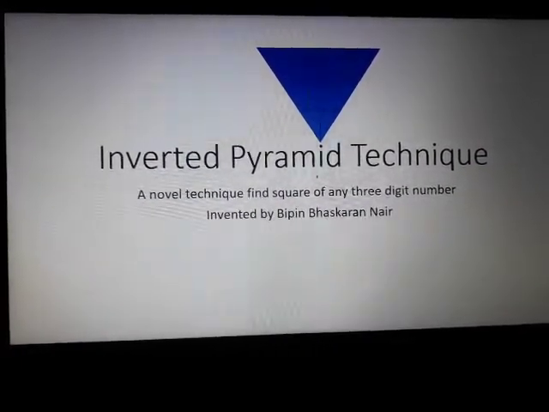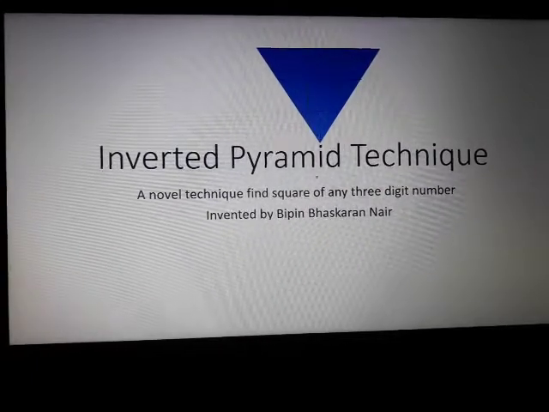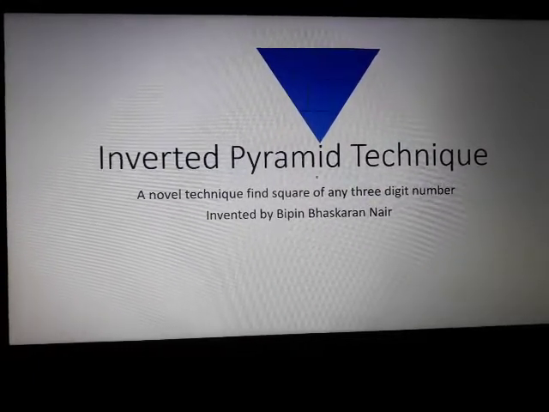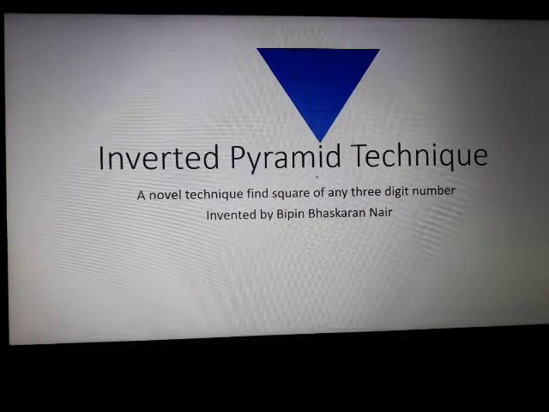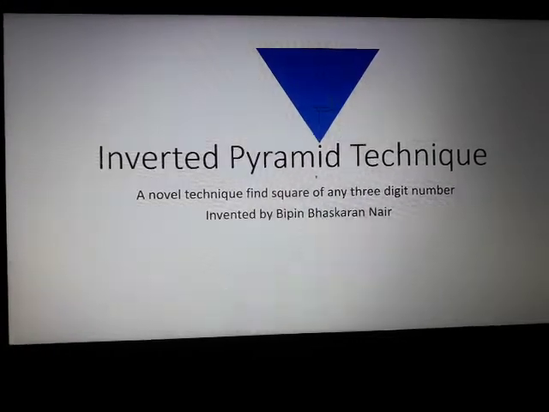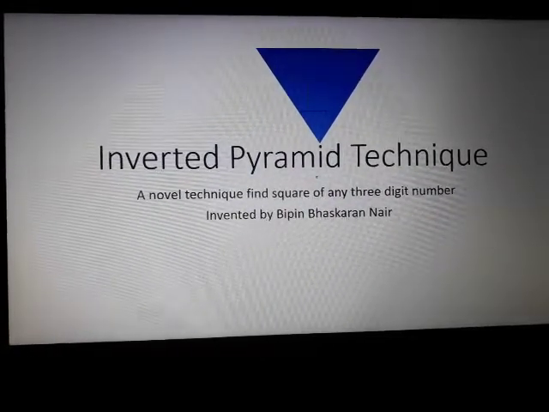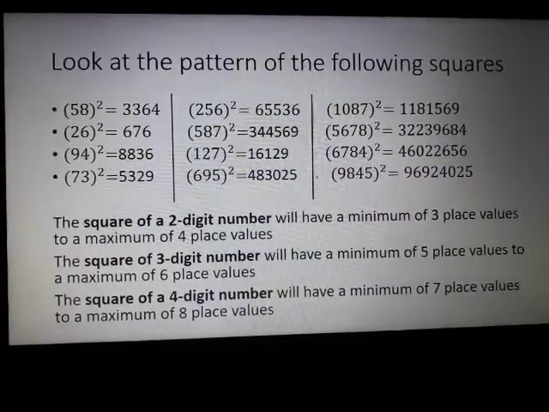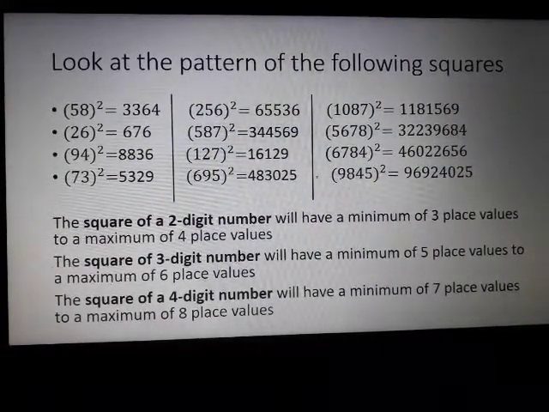Today I am going to teach an innovative method of finding the square of any 3-digit number. This technique is called the inverted pyramid technique. Before we start with the inverted pyramid technique, I would like to share with you some interesting fact.